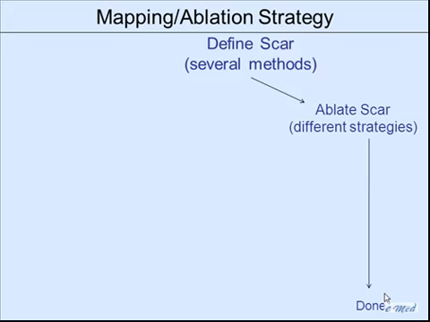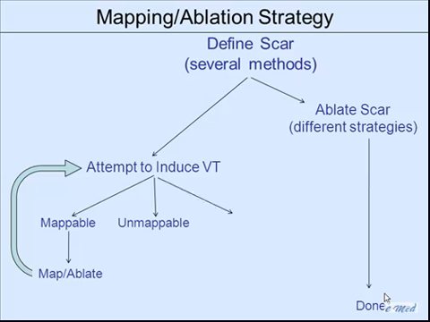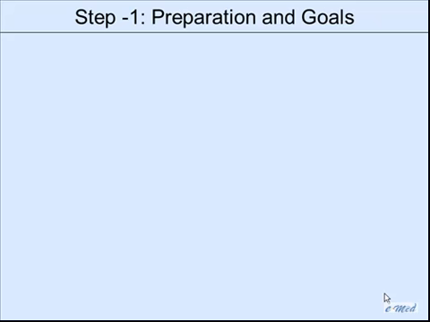You don't need a lot of skill to do that in most ways. But another way to do it is to attempt to induce VT. If it's mappable, go ahead and map and ablate, and then attempt reinitiation iteratively until you're done. If it's not mappable or non-inducible, then go to the ablation of scar, and when you're finally non-inducible, then you're done. So it's a little bit more circuitous. We're dealing with circuits.